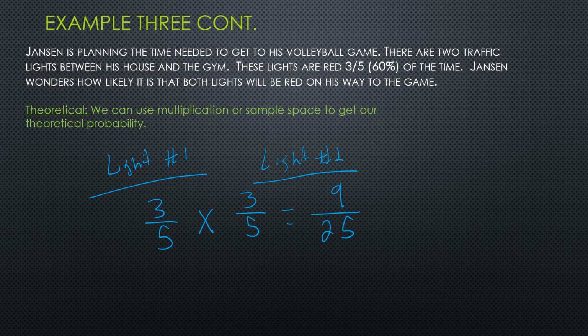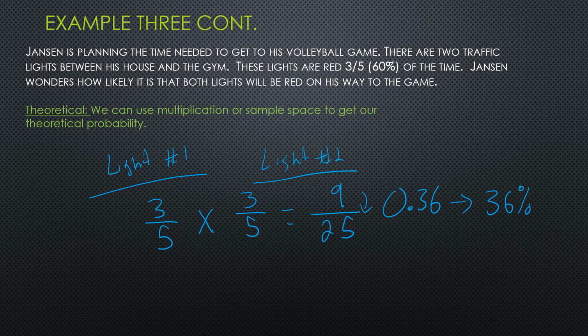So we have a 9 in 25 chance of those lights being red at the exact same time when he hits 1 and then down the street the next light. Now, if we were to turn this into a decimal and percent, if we divided 9, our numerator, by the denominator, we're going to get a decimal of 0.36 and then a percent of 36%. So we theorize based on that fraction that both lights he'll hit have a 36% chance of being red both times. So that's our theoretical probability. We haven't tried it yet, we've just calculated.